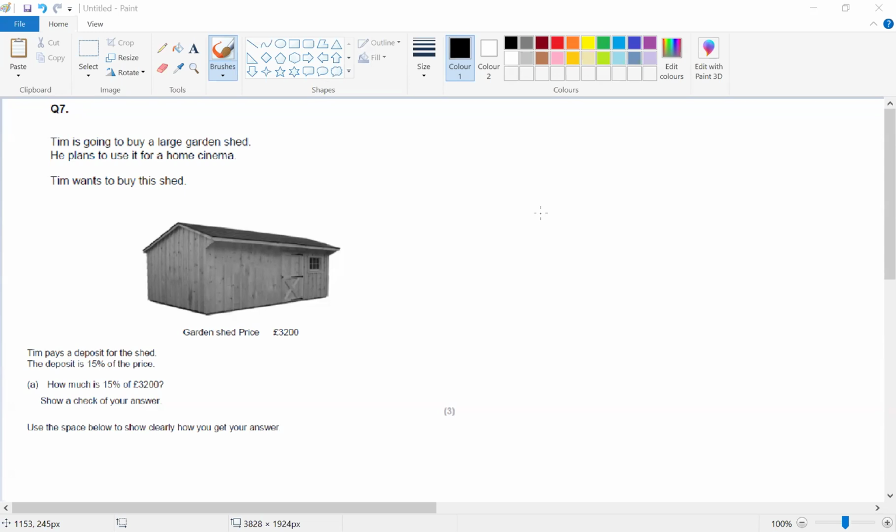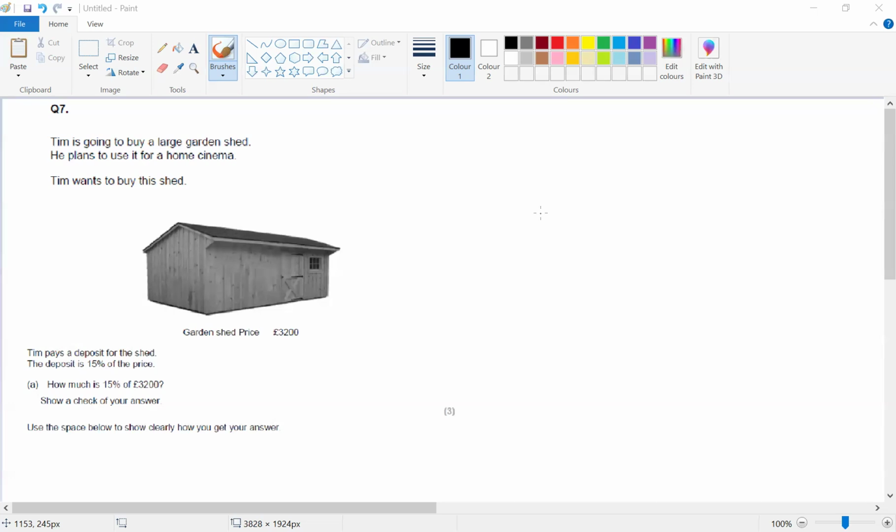So it says, Tim is going to buy a large garden shed. He plans to use it as a home cinema. Tim wants to buy this shed. Garden shed price, 3,200. Tim pays the deposit for the shed. The deposit is 15% of the price. How much is 15% of 3,200? Show a check of your answer.